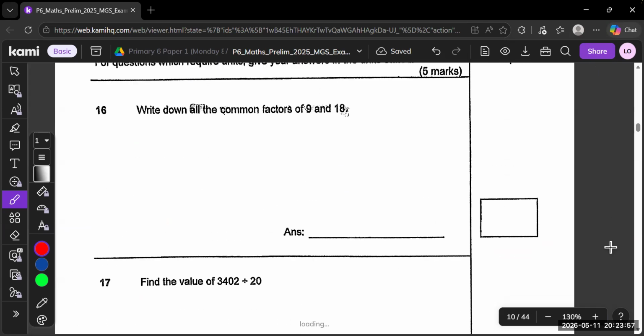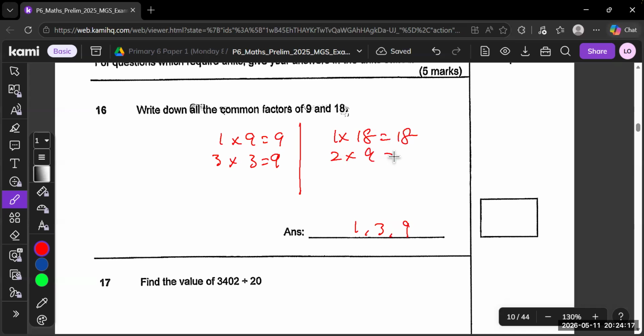Okay, question number 16. What are the common factors? You have 1, 3, and 9. Okay, this one shouldn't make any mistake. 1 times 9 and never do mental sum. Some of you got it wrong because you tried to do it mentally and you shouldn't be doing that. You should be doing this. Okay, there's no shortcut to do this. You have to write down all this.